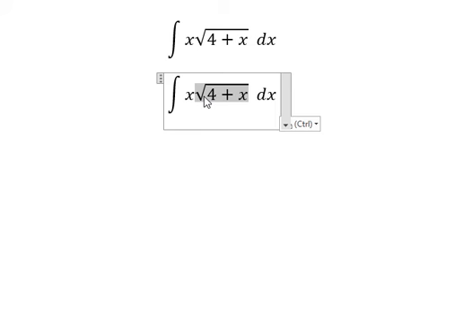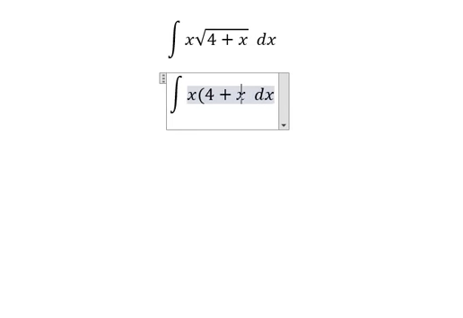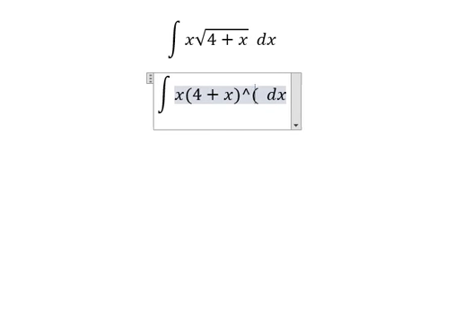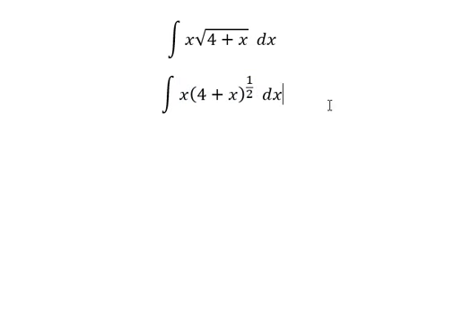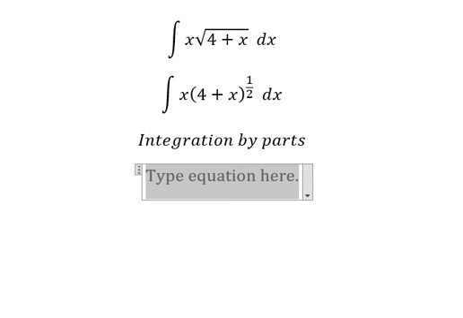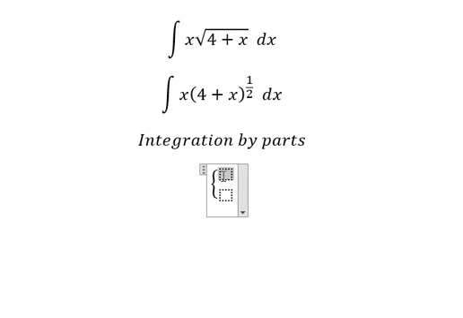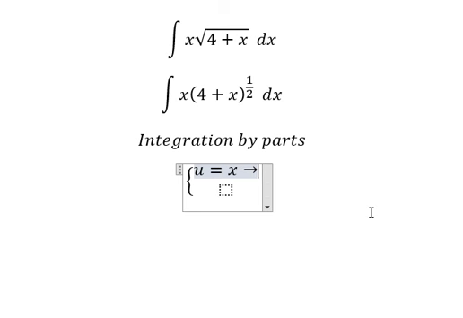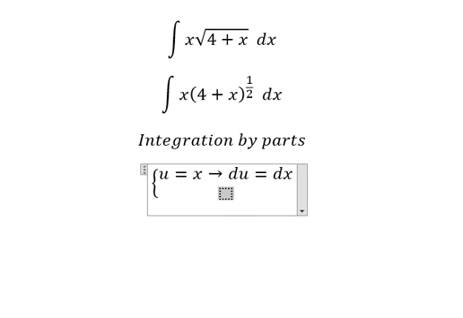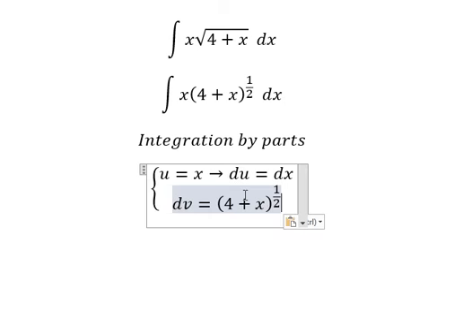About the square root, we can change it into 4 plus x to the power of 1 over 2. And now we can use integration by parts. So I will put u equals to x. If I take the first derivative of both sides, you get du equals to dx. And dv is this one, the square root of 4 plus x.